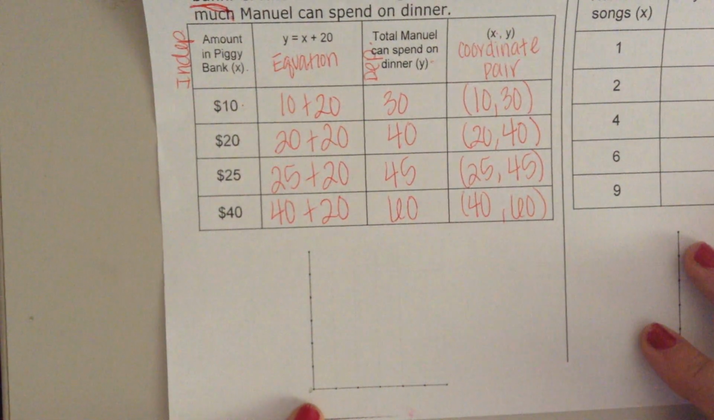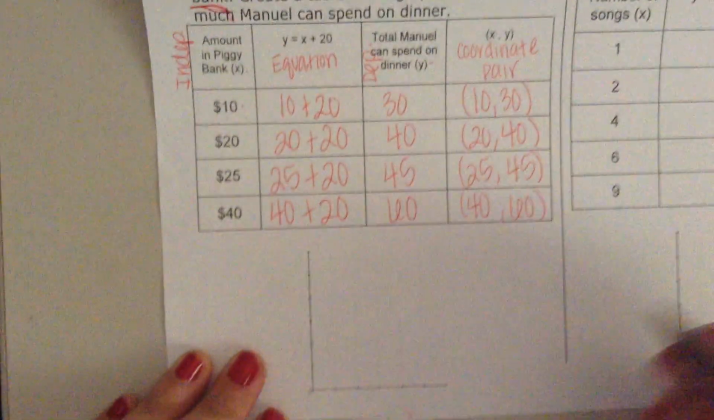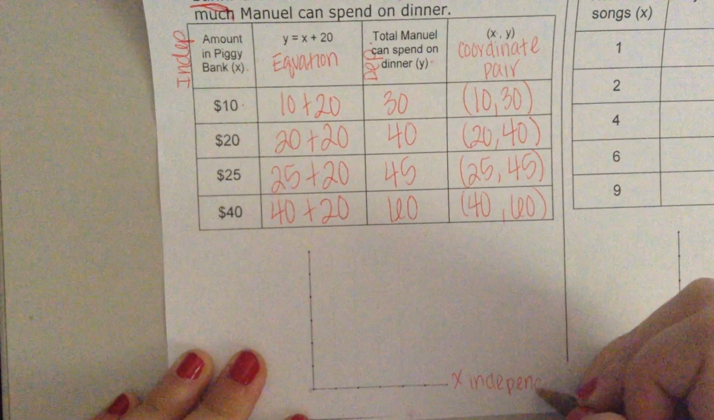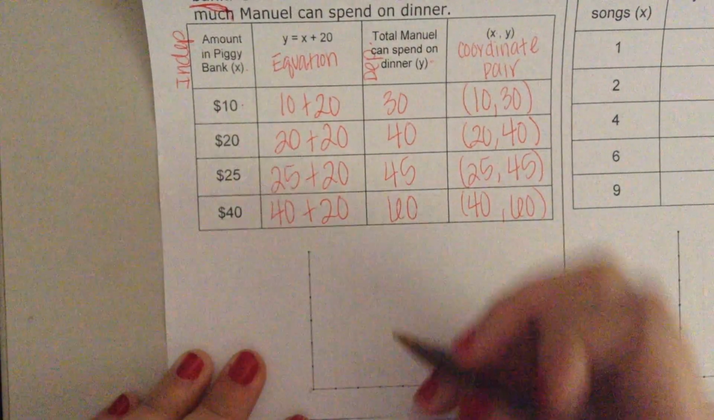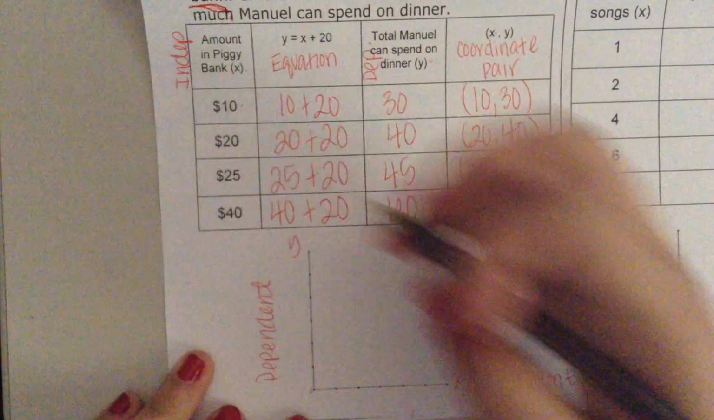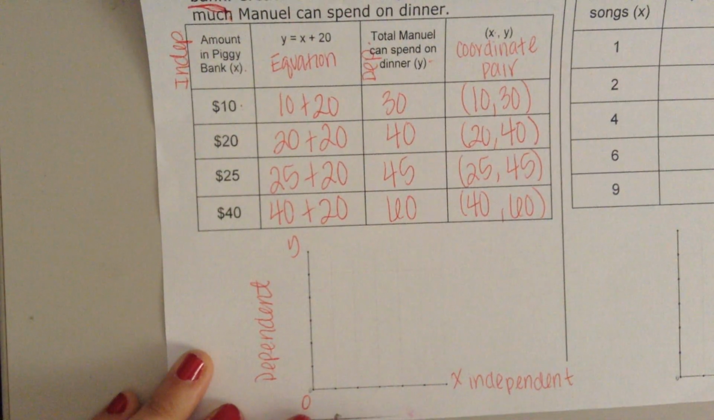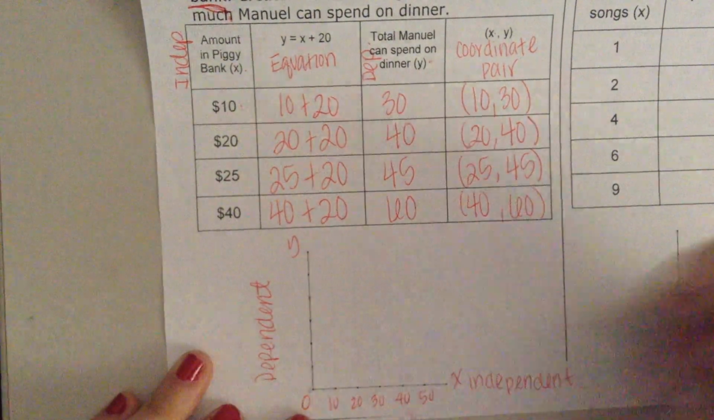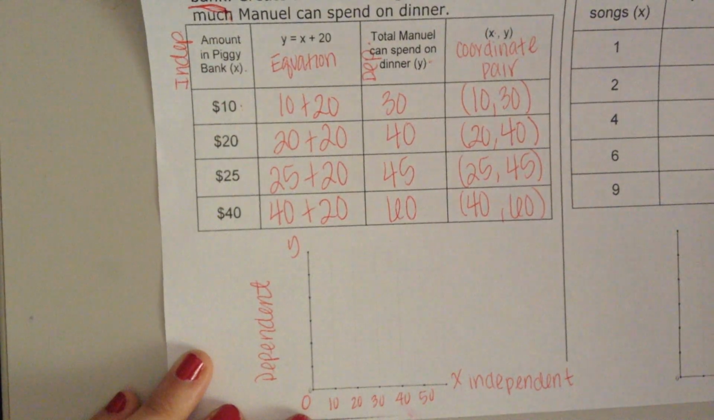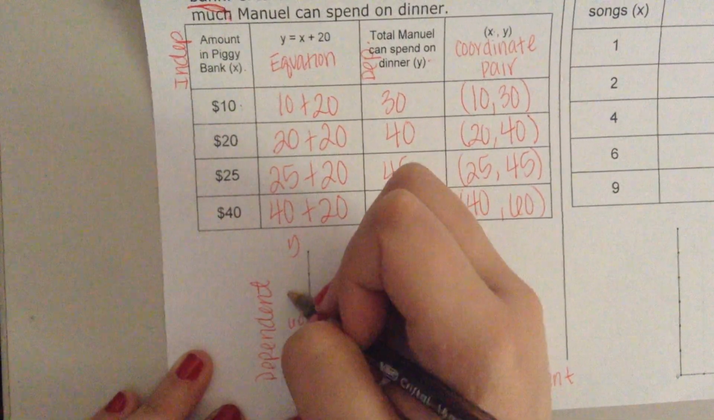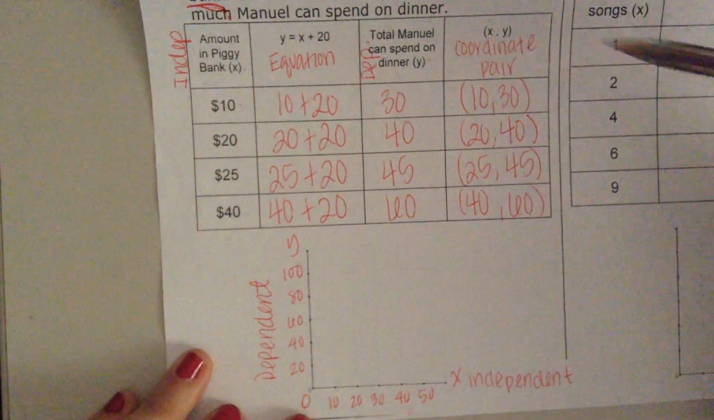Now we're going to be using this information from the table to graph it. Okay, so down here is my graph. And we have X, which is independent, and Y, which is dependent. Okay, so here our X, we're going to go by tens: 10, 20, 30, 40, 50. And our Y's, we're going to go by 20s. Okay, so let's do the first point.